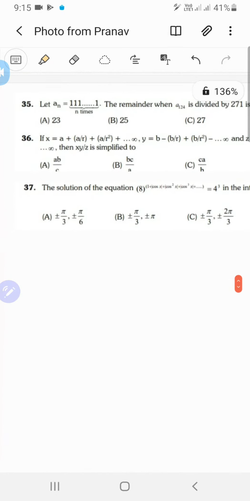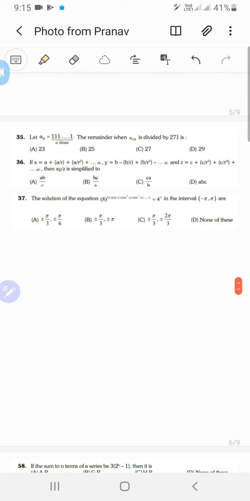Okay, let a_n be equal to 1111...1, n times. The remainder when a_124 is divided by 271 is... Wow. Never thought this would also contain some number theory problems, but okay, that's nice. So divide by 271. What's the deal with 271? Can I write it in some way? What's so special about 271? Obviously I don't want to do this manually. That would not be a smart thing to do.